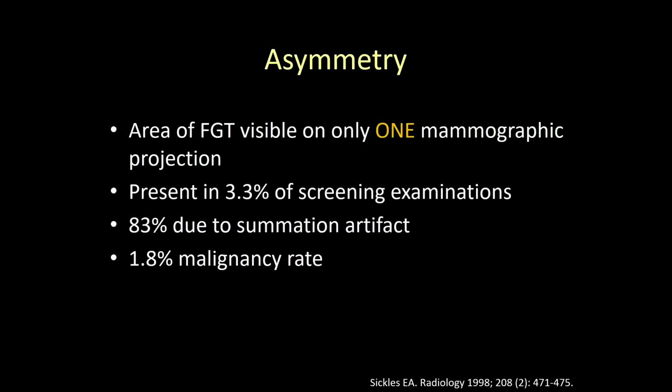So an asymmetry, as I said, is seen only on one of our 2 standard mammographic views. A lot of the early data on this we owe to Ed Sickles. He has demonstrated that asymmetries, or one-view findings, are present in a little over 3% of our screening mammograms. Most of them are due to summation artifact, either determined purely on the screening views or on subsequent diagnostic workup. And they're rarely malignant. Under 2% of them prove to be malignant.